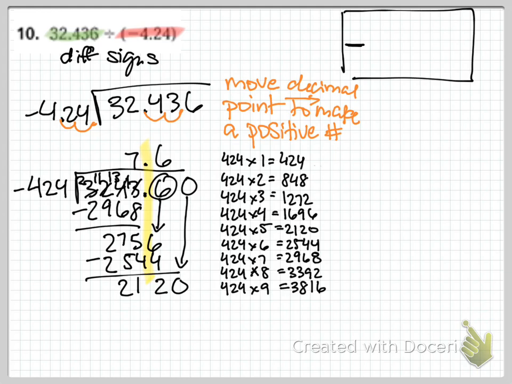2,120, I see I have that exact number right here. So I'm going to put 5 up here at the answer, and I can subtract 2,120, and I get 0, and I'm done with my division.